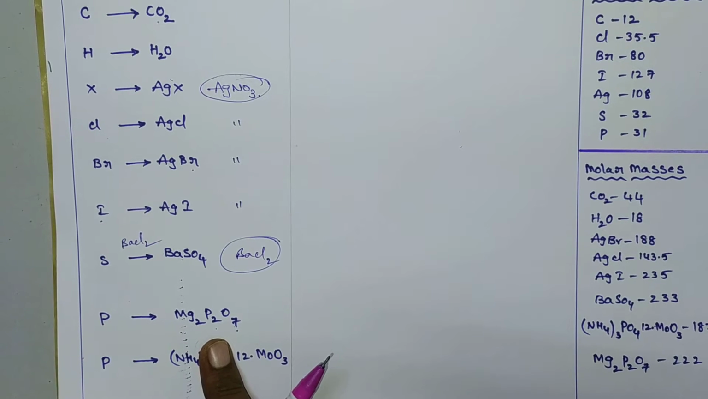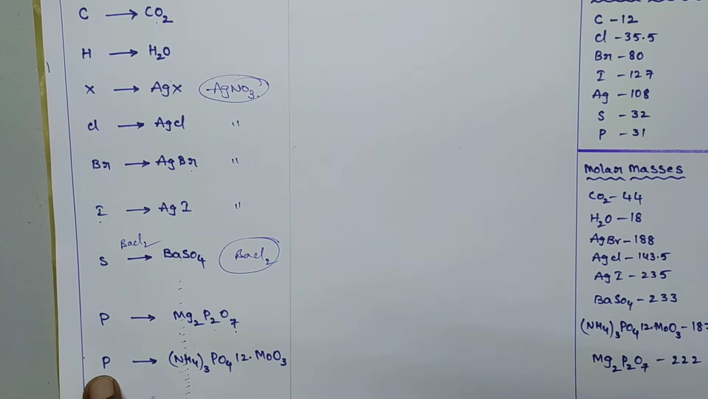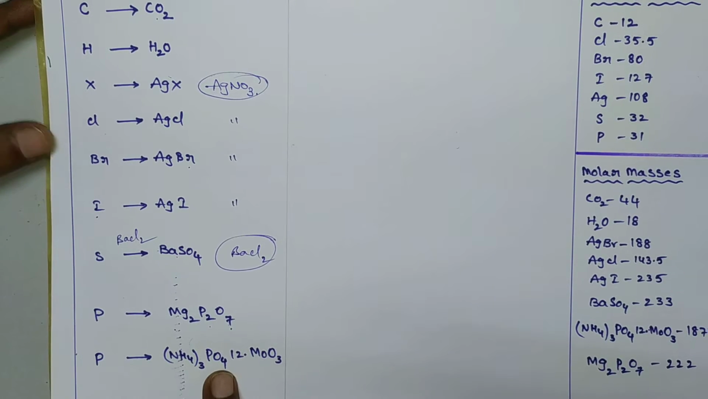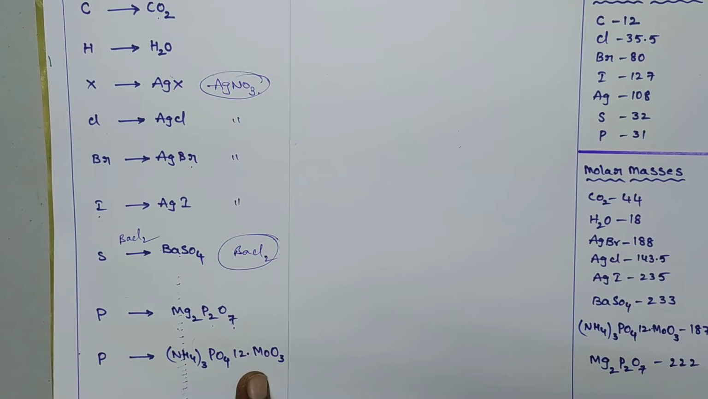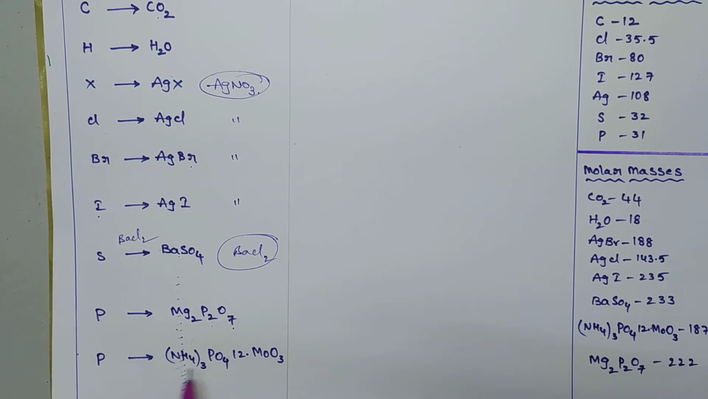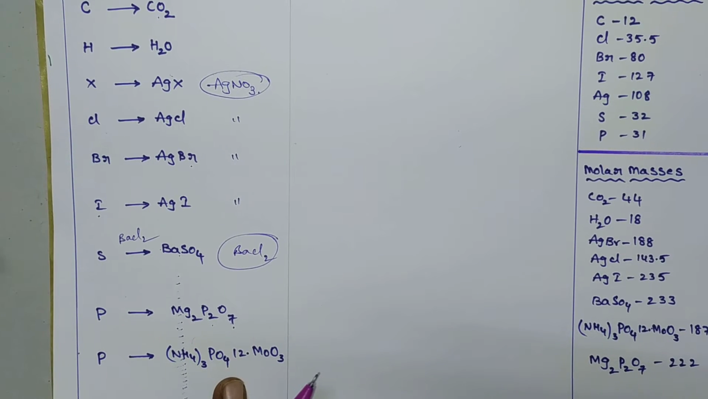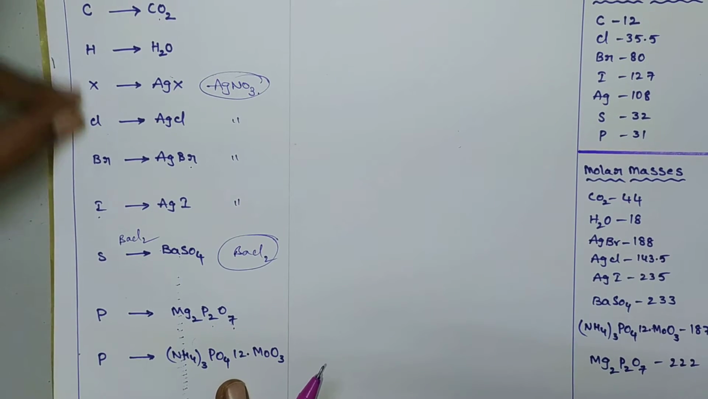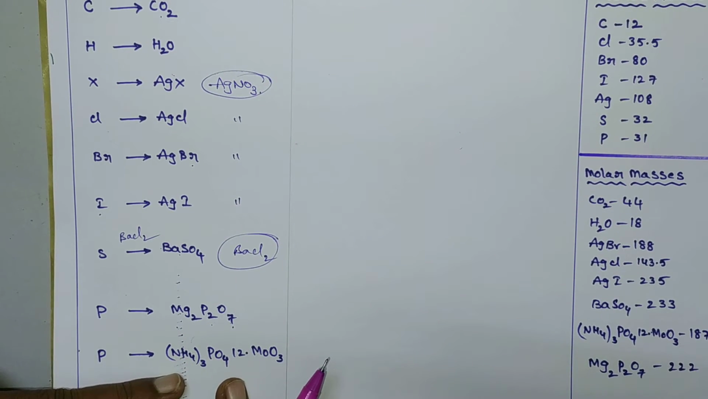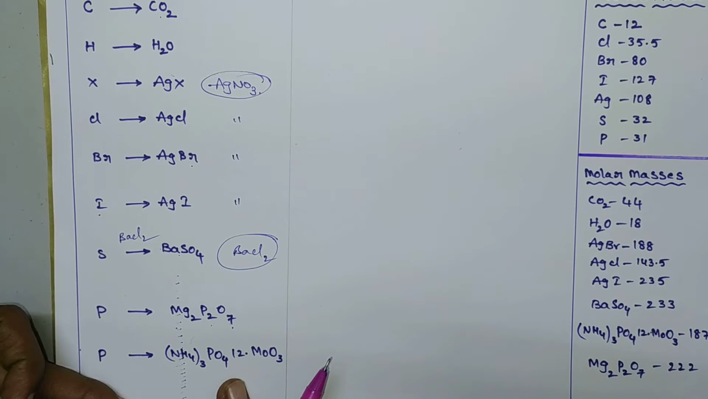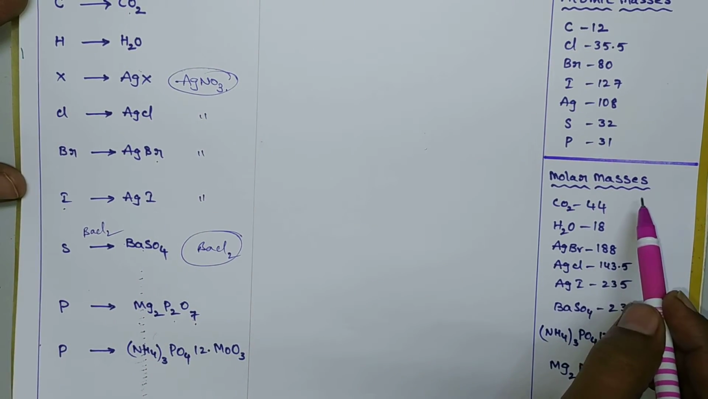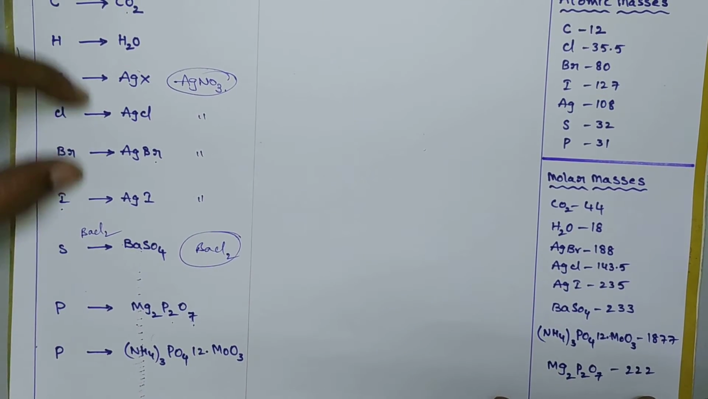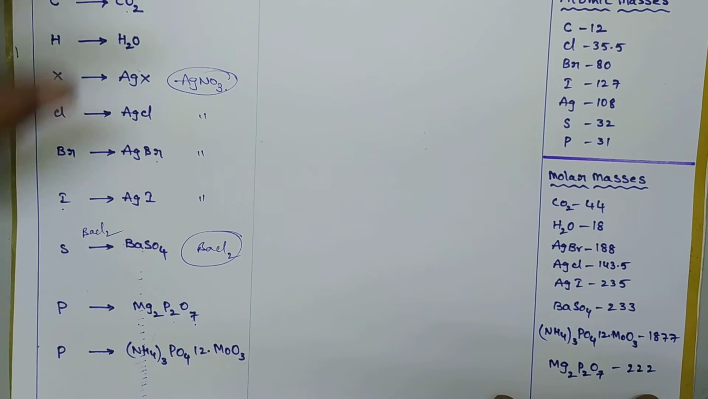Phosphorus can also be estimated by converting it into ammonium phosphomolybdate by treating with ammonium molybdate. So in this way we are converting the given element into its required form. Now we have to estimate all these elements, and the same formula is adopted. You have to know all the atomic masses and molar masses. If you know the molar masses and atomic masses, you don't bother about the process. You just remember the formula by using this small trick.